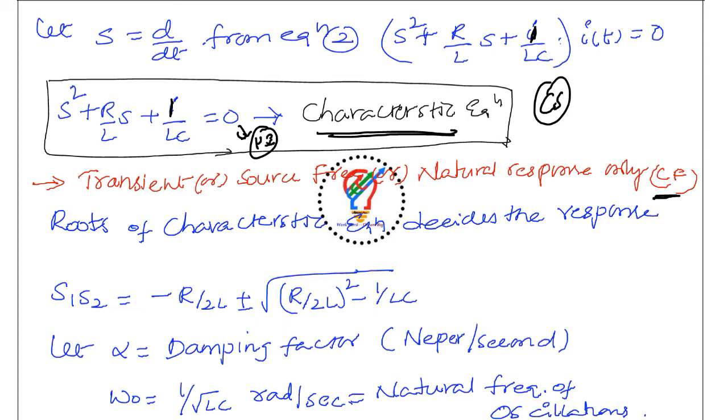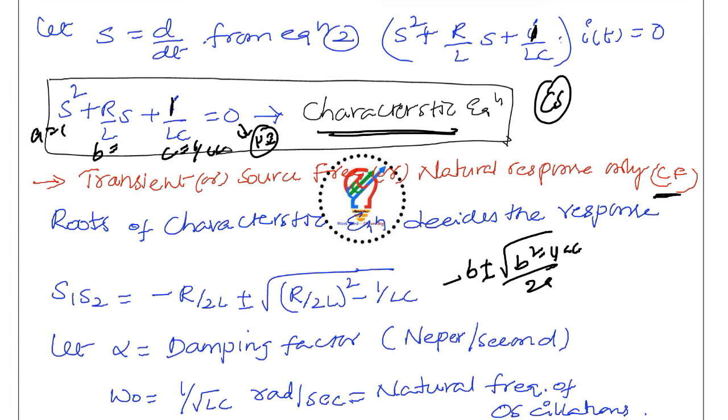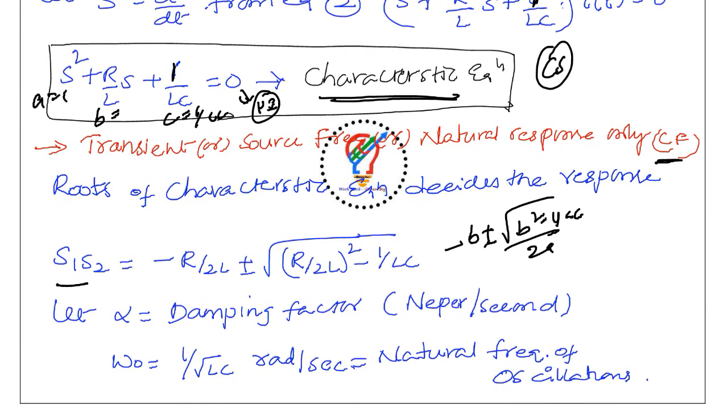The roots of this characteristic equation decide how the response will be. So we take this equation and write the roots. The basic formula is minus b plus or minus square root of b square minus 4ac, divided by 2a. This is the basic formula for finding the roots. Here a is 1, b is R by L, c is 1 by LC. If we substitute, we get the two roots s1, s2 equal to minus R by 2L plus or minus square root of (R by 2L) whole square minus 1 by LC.